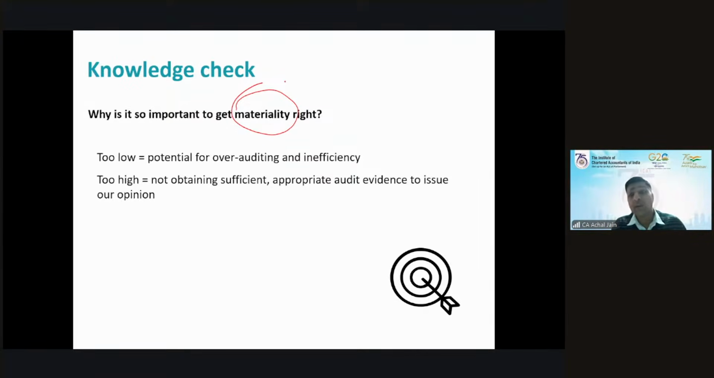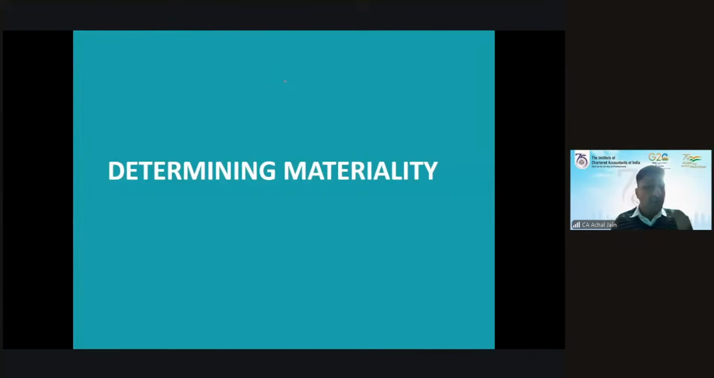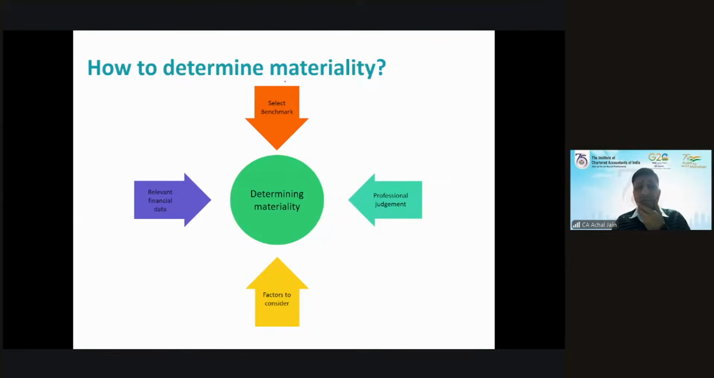Similarly, if you pick it at a very high level, then definitely there's a risk. What's the risk? That you may be ignoring some misstatements because you consider them below the threshold, yet they are significant enough for the business and should have been addressed by the auditor, but the auditor may be skipping them. So basically we are talking about an inefficient audit or an under-audit, which is again not something the auditor will desire to achieve. Now, around this materiality, basically it's a threshold.